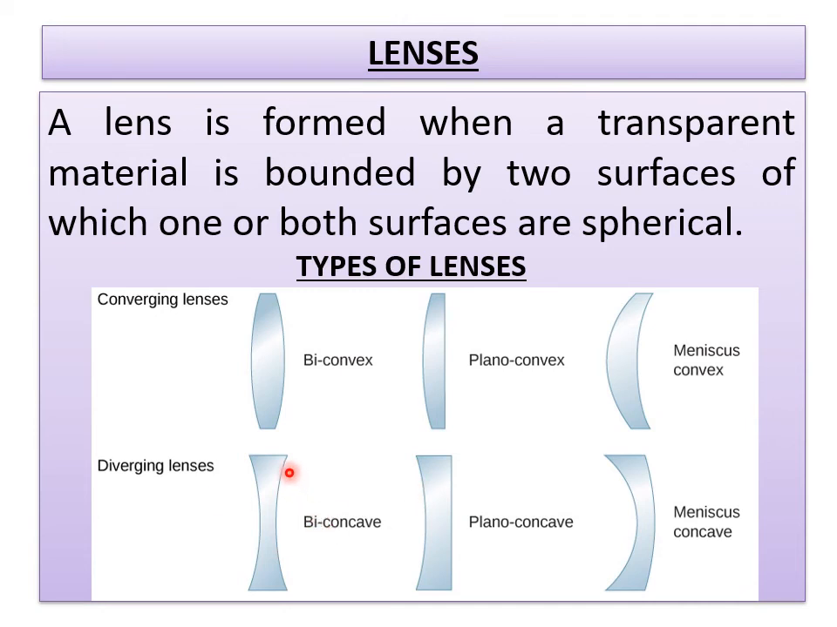Next, diverging lens means both are bent in surfaces. We call it a biconcave. In general, we can call it concave also. So plano concave: this is a plane and this is your concave surface. Meniscus concave: this is one of the surfaces and this is concave, and this one is very slightly curved as compared to this, so the structure is different. Okay, these are the types of lenses we discussed.